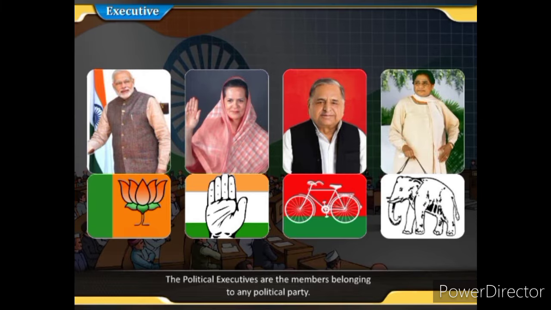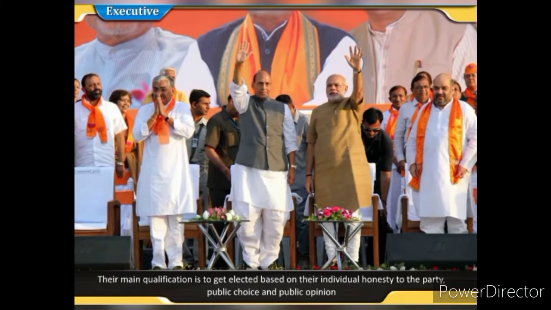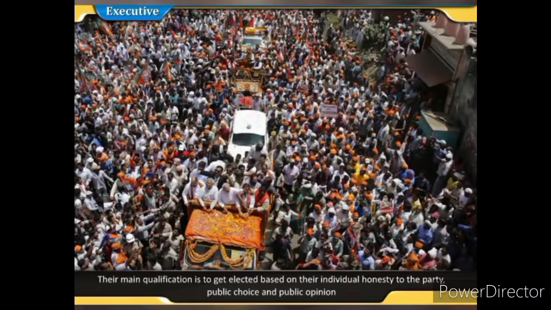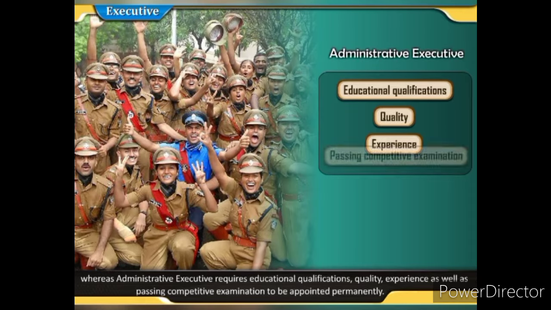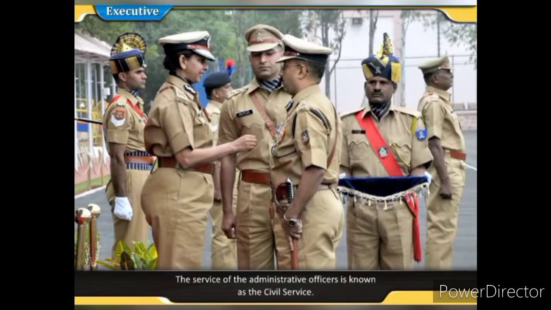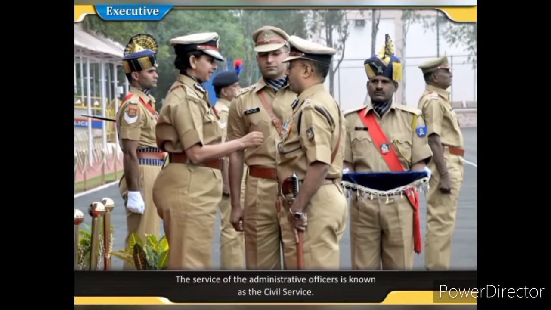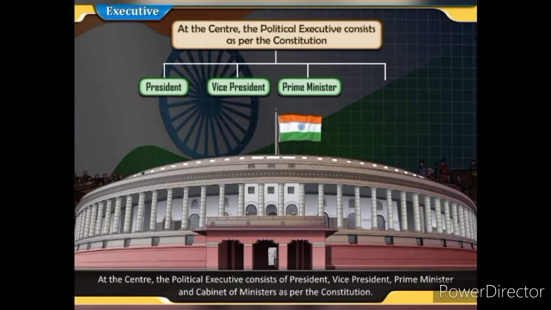The political executives are the members belonging to any political party. Their main qualification is to get elected based on their individual honesty to the party, public choice, and public opinion, whereas administrative executive requires educational qualifications, quality, experience, as well as passing competitive examination to be appointed permanently. The service of the administrative officers is known as the civil service. At the center, the political executive consists of President, Vice President, Prime Minister, and Cabinet of Ministers as per the Constitution.